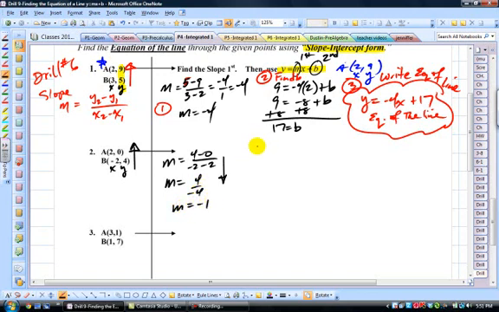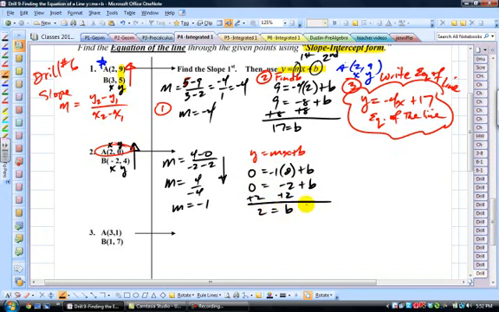The next thing we need to do is find b. So we're going to use that equation again, y equals mx plus b. And I'm going to use point A, not that I have to, just because it's easier because it involves 0. So I'm going to substitute 2 in for x and 0 in for y. So we have 0 equals m, which is negative 1, times x, which is 2 here, plus b. I get 0 equals negative 2 plus b. I have to add the 2, and I get 2 equals the y-intercept.